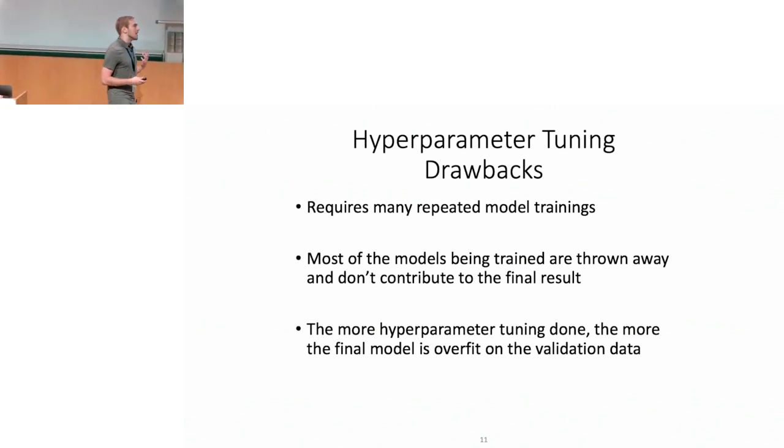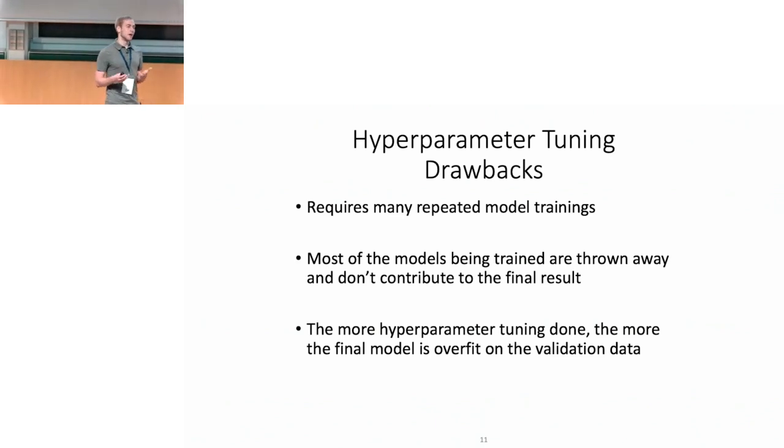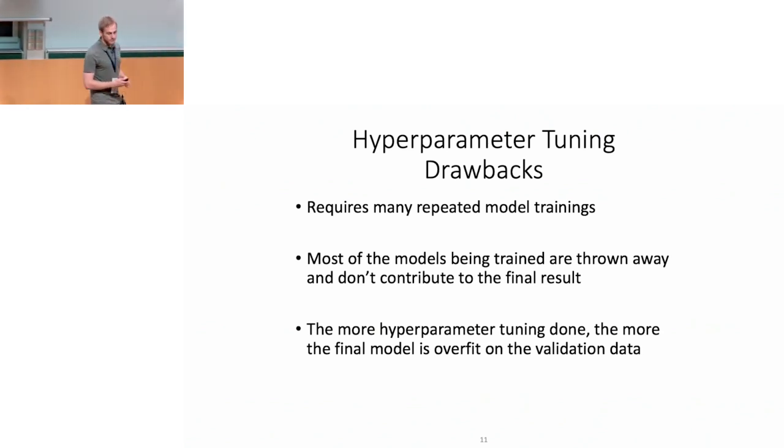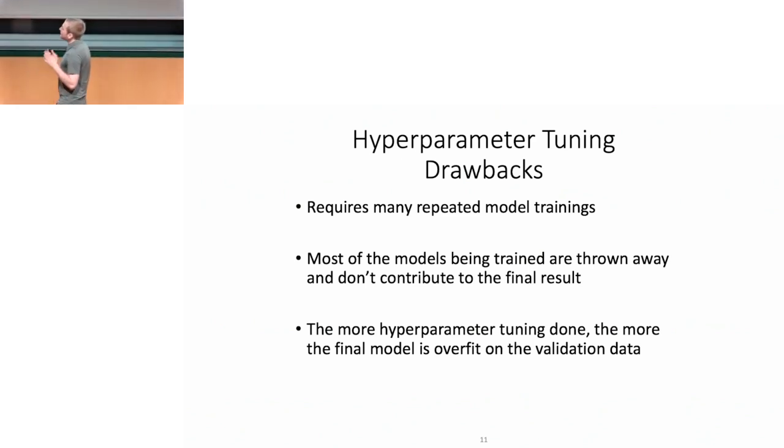And so you can combat this by using more validation data, but then you're using less training data, and so your models are weaker. Or you could use cross-validation, but that again then takes much more time to train your models. And there are techniques in which you can try to mitigate this, like hyperband and Bayesian optimization, right? But AutoGluon decided to go a bit of a different route.